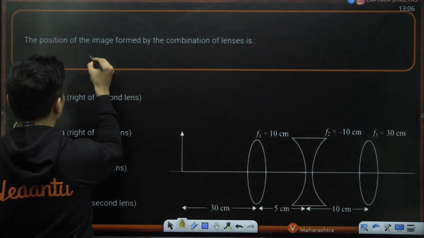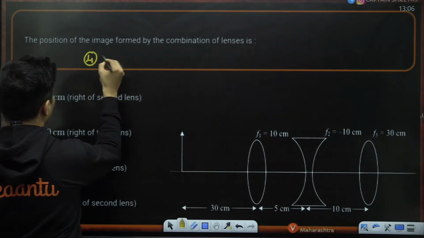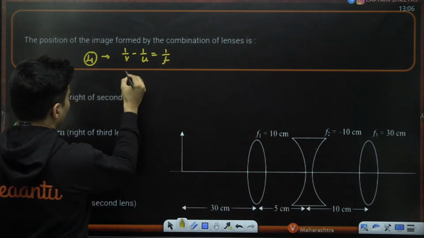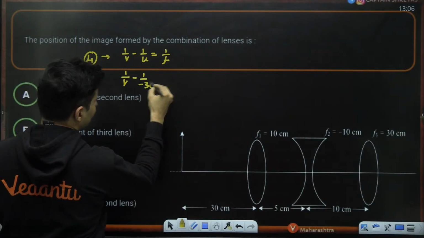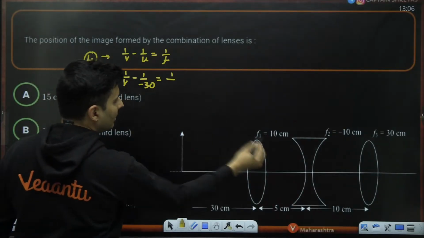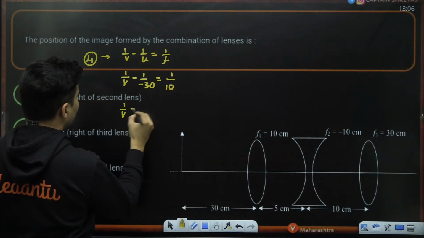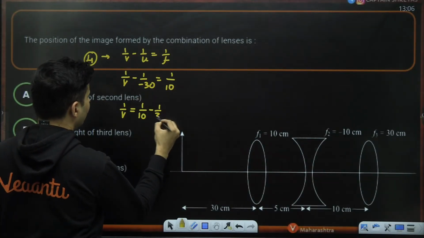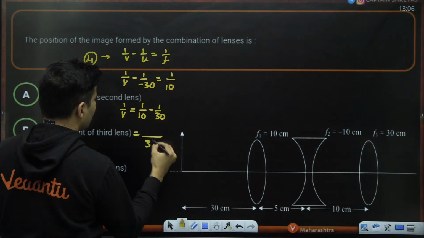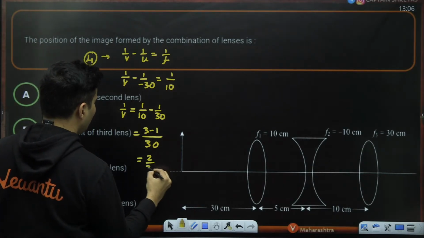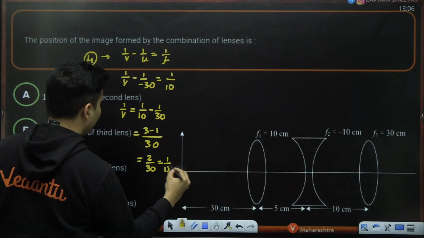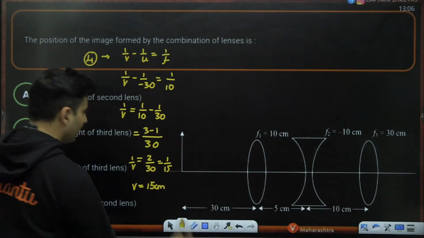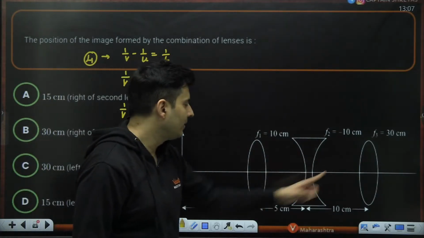So if you take lens number one, 1 by V minus 1 by U is equal to 1 by F. Image, I don't know. Object, minus 30. Focal length 10. So 1 by V is equal to minus minus, which is positive, goes on the other side, again as negative. So LCM is 30. This will be 3 minus 1, which is 2 by 30, which is 1 by 15. So that is 1 by V. So V will be 15 centimeters. So image is formed at 15 centimeters.